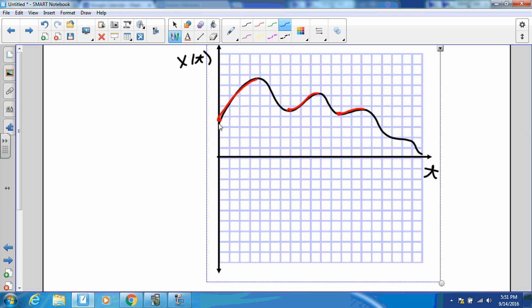Likewise, the object will be moving backwards whenever the slope is negative. And that would be from here down to here, from here down to here, from here all the way down to here. Anytime the graph of the position is decreasing or has a negative slope. And finally, the object will be stopped at any point where the slope is 0, and that's going to be at the points where the position locally has a maximum value.